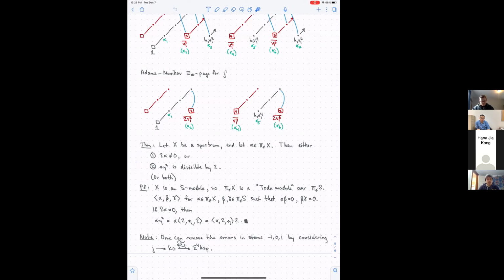And the point for us is that this theorem immediately tells us that we have the 2 extension. Why is that?